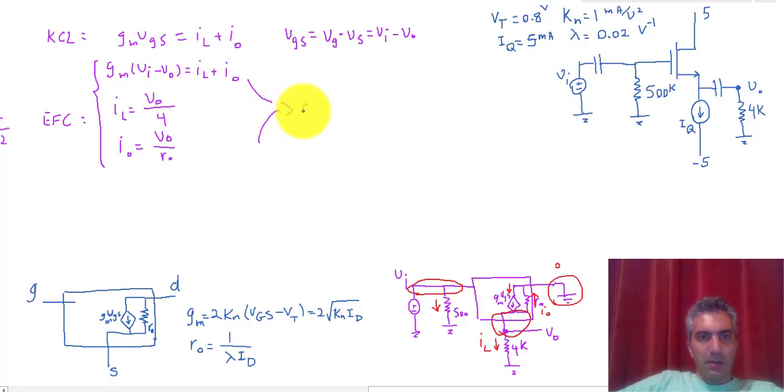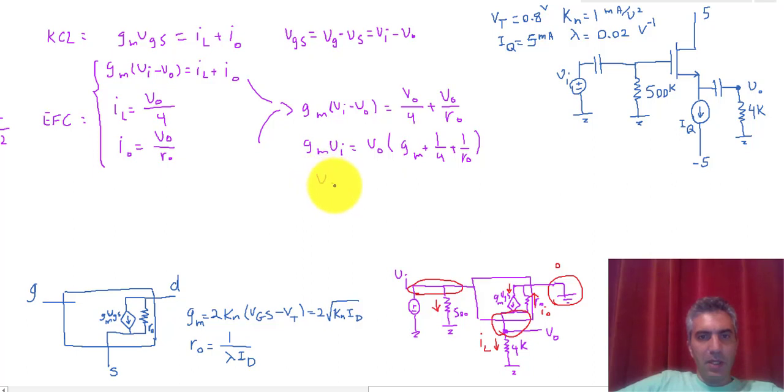So from these three, we have gm(vi − vout) equals vout divided by 4 plus vout divided by R0. So this equation only has vi and vout in it, so we can certainly find the gain. gm vi is equal to vout times (gm plus 1 over 4 plus 1 over R0), and therefore vout over vi, which is the gain of the amplifier, is equal to gm over (gm plus 1 over 4 plus 1 over R0).